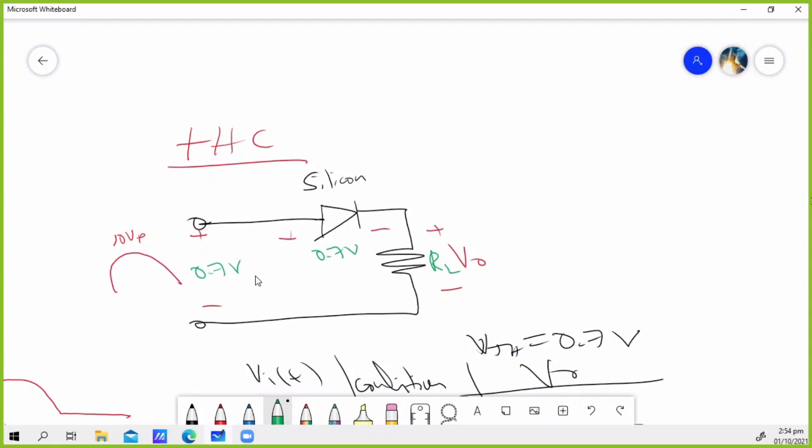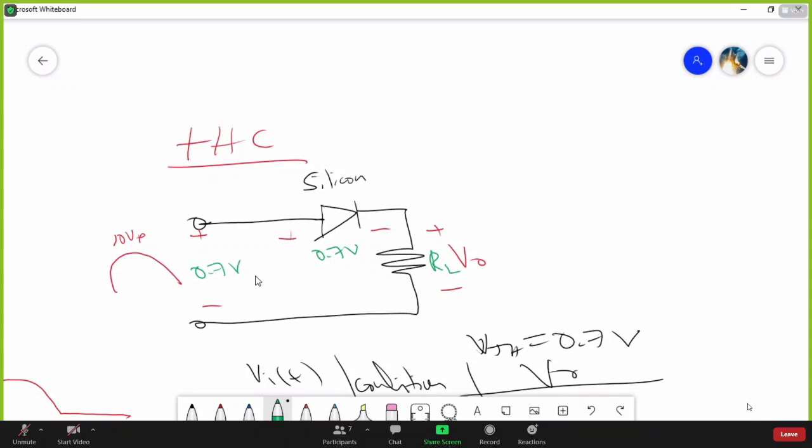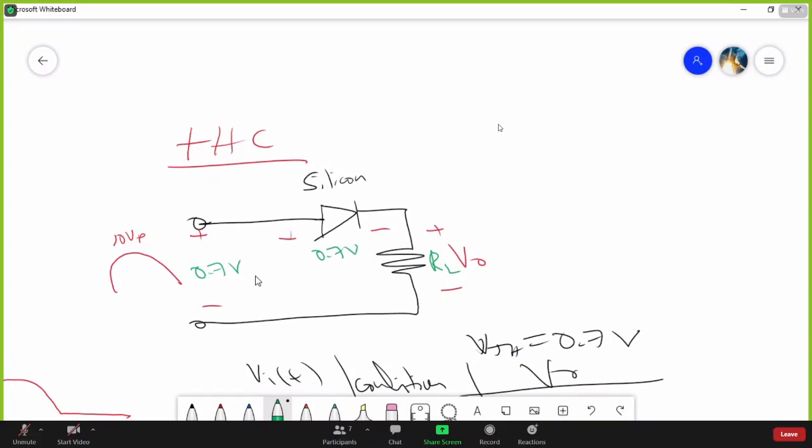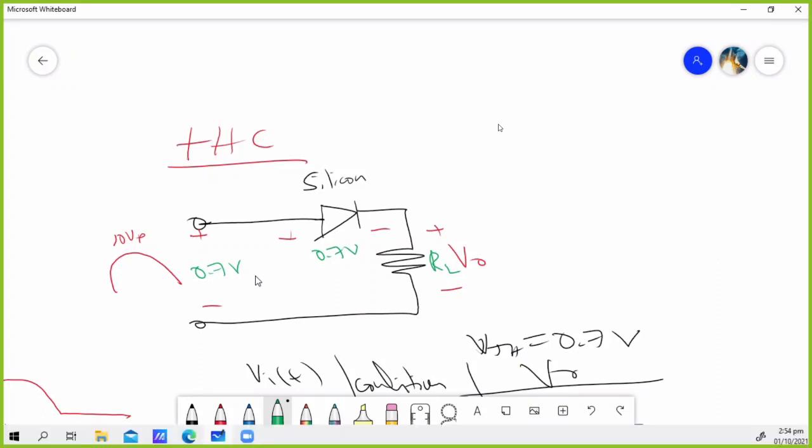Alam natin, naka-forward bias si silicon. May dadaanan na kuryente, no? Pero, as you see here, yung voltahe natin, napunta lahat kay silicon, kasi ang input mo ay 0.7 pa lang. Okay? So 0.7, 0.7, ano magiging voltahe ko dito? It is 0, kahit na naka-forward bias siya.